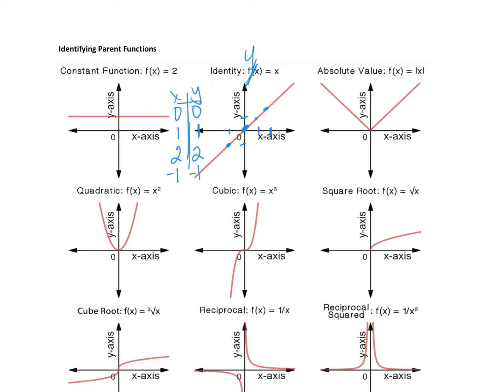Here, we have the absolute value function. And the absolute value function makes a common V shape. Absolute value is the difference from 0, or the distance from 0. And the distance is always positive. Hence, this function will always sit above this line right here. The y values will always be positive.